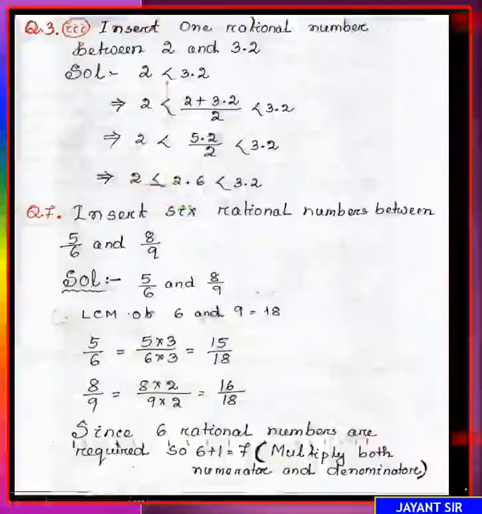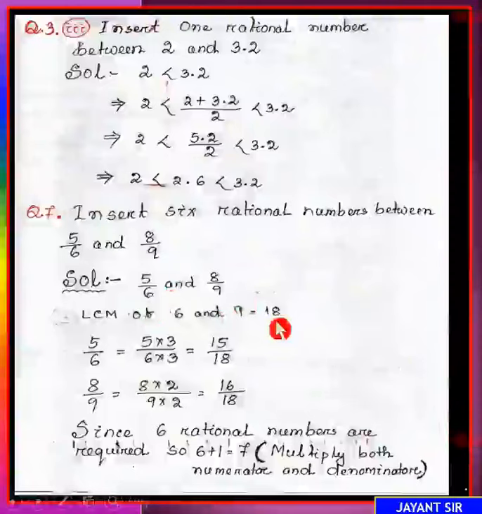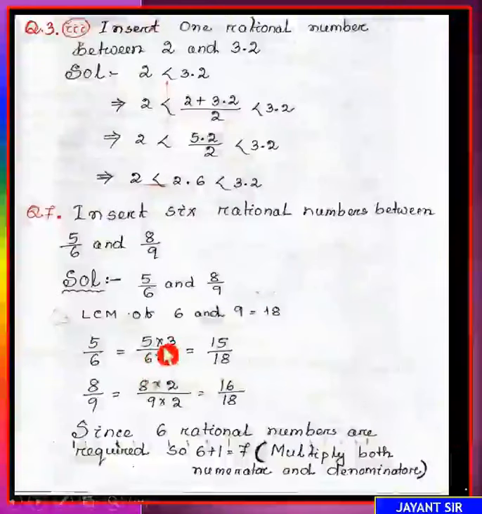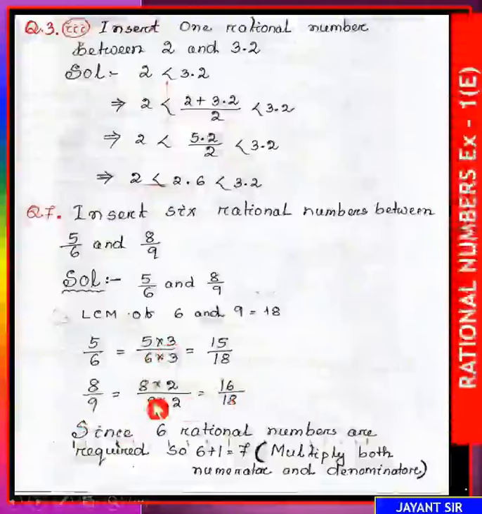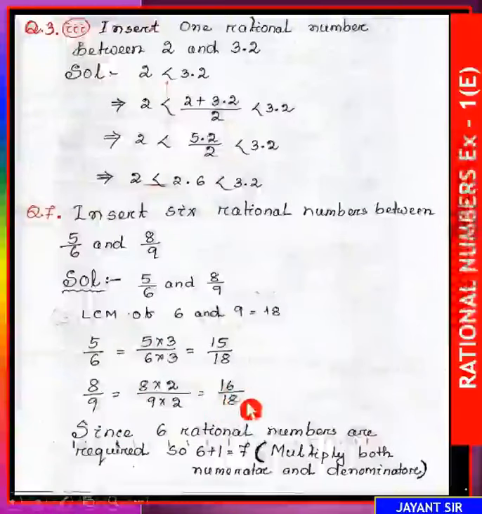Now come to question number 7, children. Insert 6 rational numbers between 5 by 6 and 8 by 9. Here the denominators are not the same, so you have to make them the same. Taking 6 and 9, the LCM is 18. 5 by 6: 6 times 3 is 18, so multiply the numerator also by 3. 5 times 3 is 15, so 15 by 18. Then 8 by 9: multiply by 2. 9 times 2 is 18, 8 times 2 is 16, so 16 by 18. The question asks for 6 rational numbers, which means 6 plus 1, that is 7.